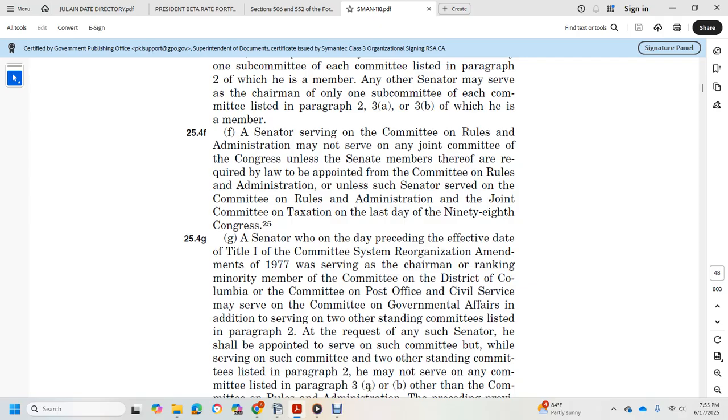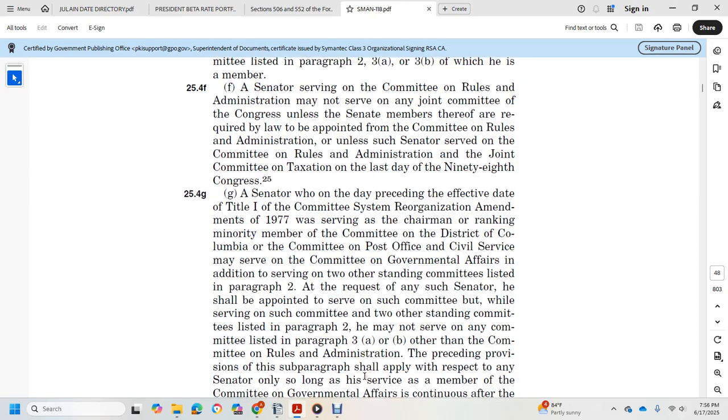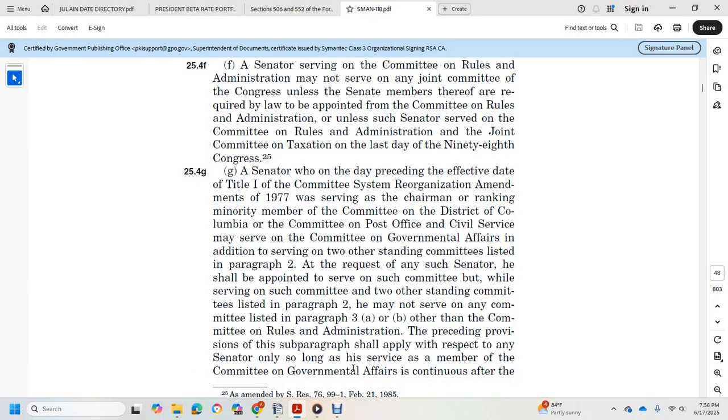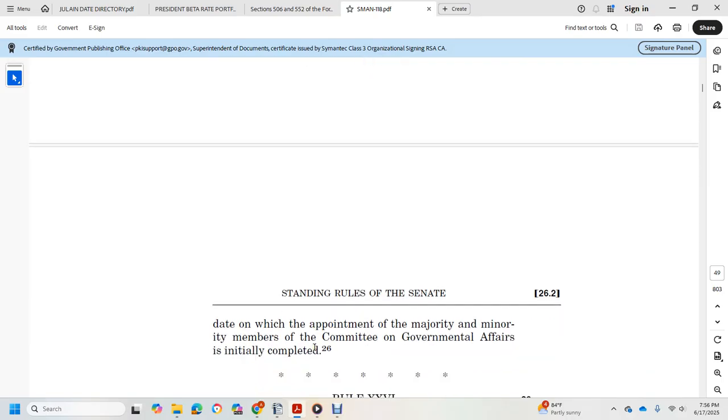Other than the Committee on Rules and Administration, the preceding provisions of the subparagraph shall apply with respect to any senator only so long as the service as a member of the Committee on Governmental Affairs is continuous after the date on which the appointment of the majority and minority members of the Committee on Governmental Affairs is initially completed.